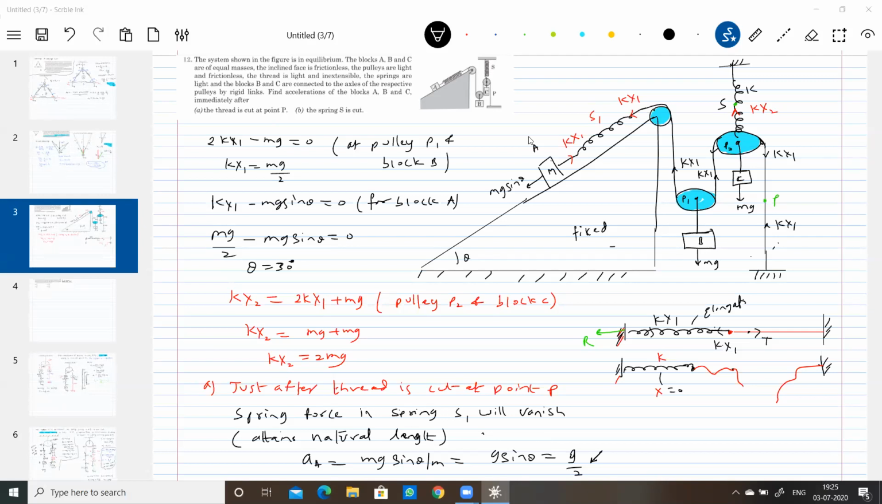No, the string is passing over a pulley, no? The string is passing over a pulley. This particular string is passing over a pulley. Why is it connected to spring S? Look at the diagram. This particular string is passing over a pulley and the spring is connected to the pulley P2.